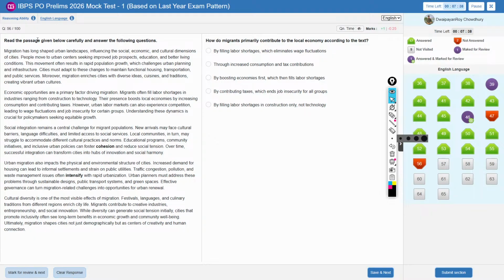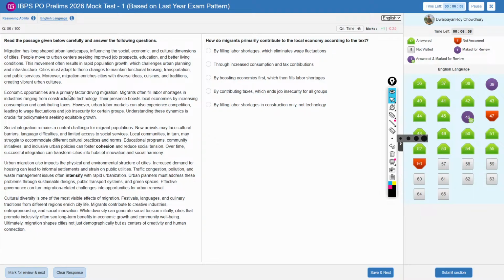Migration has long shaped urban landscapes, influencing social, economic, cultural diversity in city. People often move to urban centers, seek improved job prospects, education, and better living conditions. This movement often results in rapid population growth, which challenges urban planning and infrastructure. Cities must adapt to these challenges to maintain functional housing, transportation, and public services. Moreover, migration enriches cities with diverse ideas, cuisine, traditions, creating vibrant urban culture.